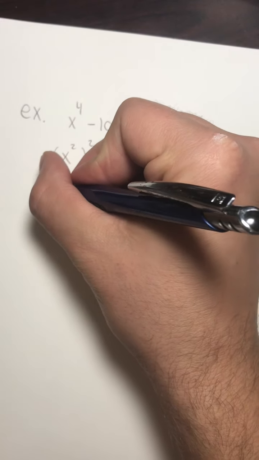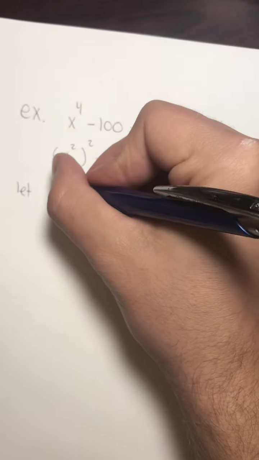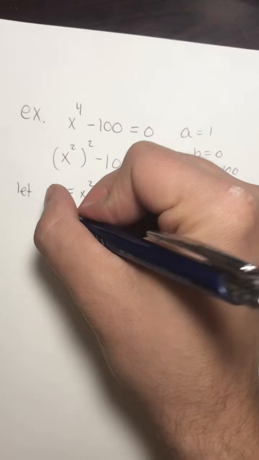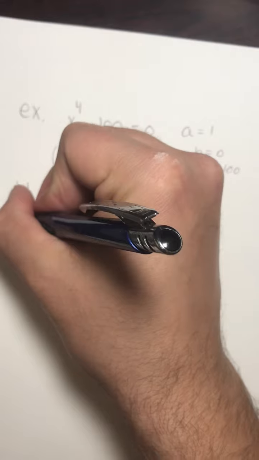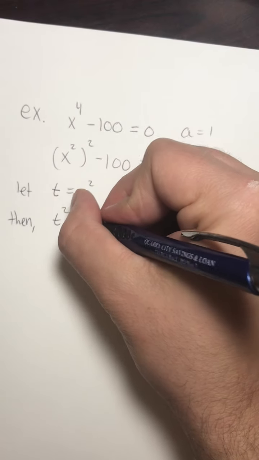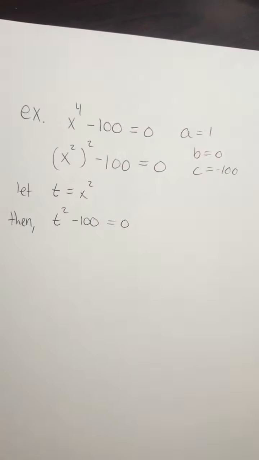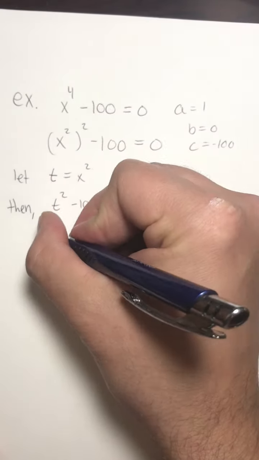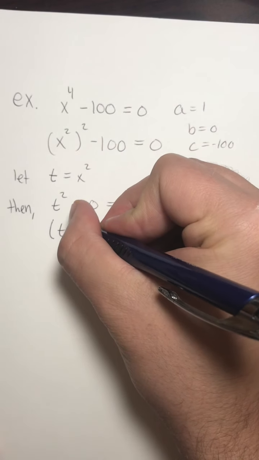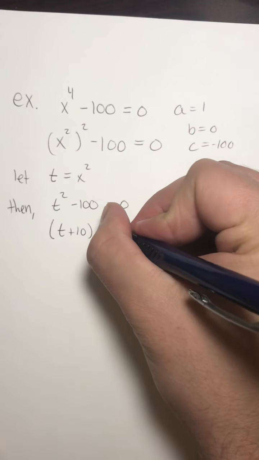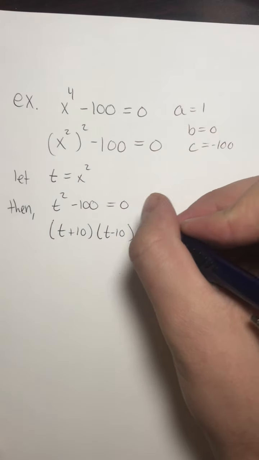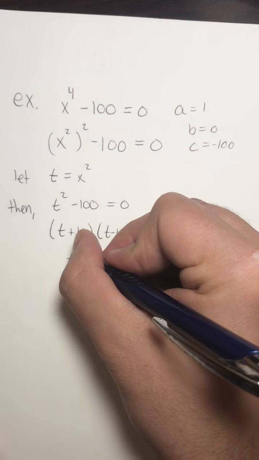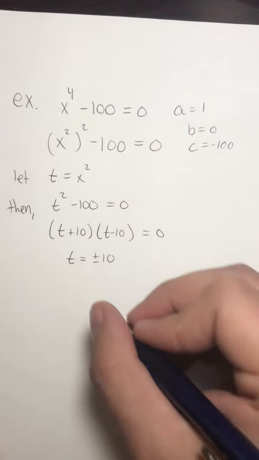I'm just going to say let t equal x squared. That would mean t squared minus 100 equals 0. And we are looking at a quadratic equation exactly as it would have appeared in the previous section. Solve it as you would. So this is a difference of squares. So t plus 10 times t minus 10 equals 0. So t equals plus or minus 10.